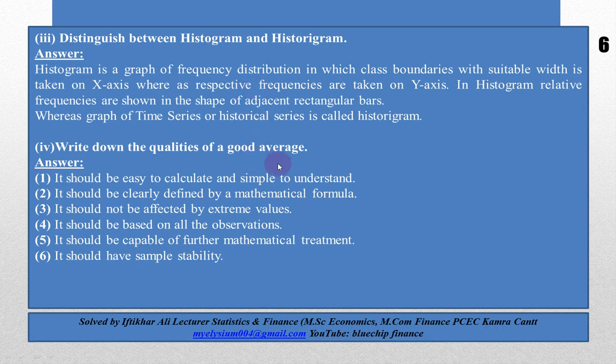Write down the qualities of a good average. It should be easy to calculate and simple to understand. It should be clearly defined by a mathematical formula. It should not be affected by extreme values. It should be based on all the observations. It should be capable of further mathematical treatment. It should have sampling stability.